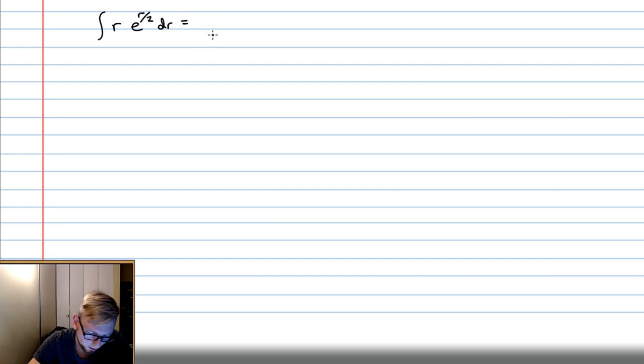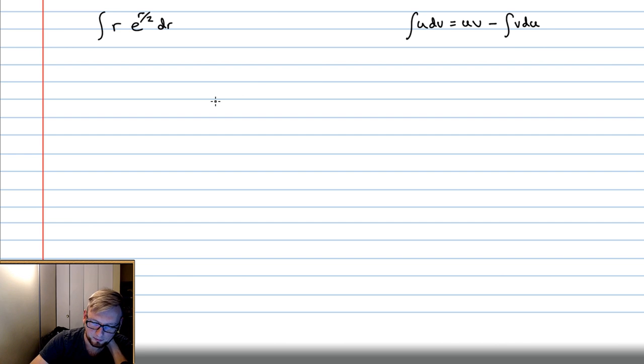Okay. How are we going to integrate this? It's integration by parts again, so I'll write the formula. The integral of u dv equals uv minus the integral of v du. And we're going to set u equal to r, because I have a sneaking suspicion that this is going to make it easier. And I'm going to say dv is equal to e to the r over 2.